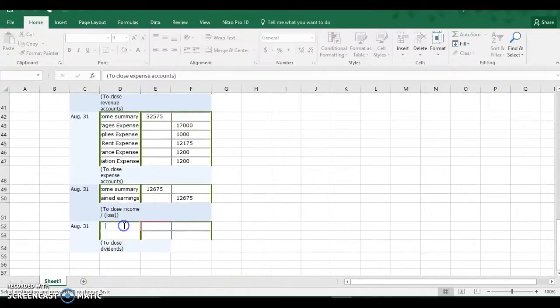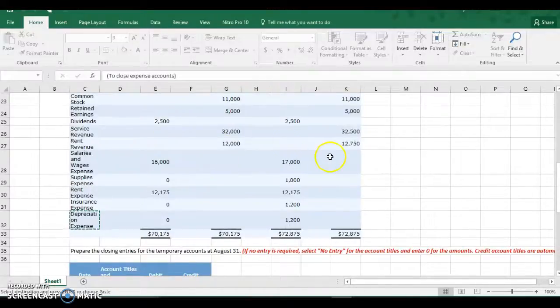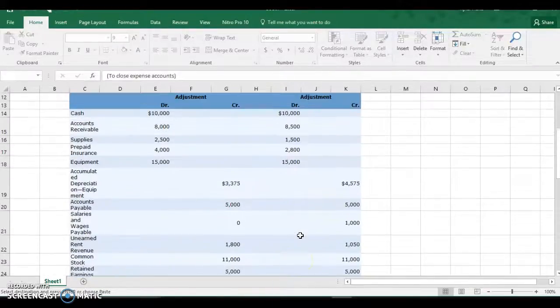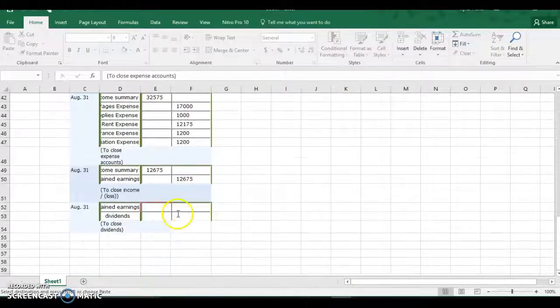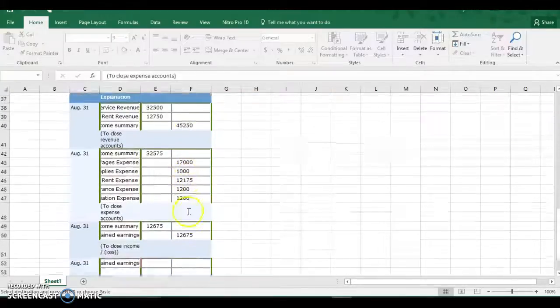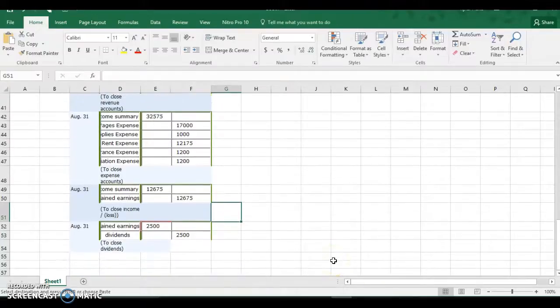Next, we've got to do our dividends. So let's go ahead and put retained earnings, our dividends. Let's go up here and figure out how much our dividends were. 2,500. So our account was debited 2,500. So we need to credit our account 2,500, which means we're going to debit our retained earnings account 2,500. And that's it. Quick and easy.